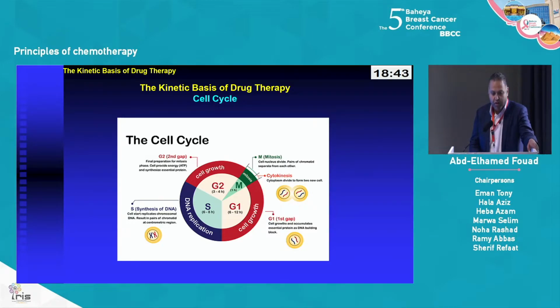This is followed by the G2 phase, which is a final preparation before the M phase or mitosis, where the cell provides energy and synthesizes essential proteins needed for the mitosis phase. And at last, the mitotic phase, where the nucleus divides and the chromatids separate from each other, giving two cells at the end of the cell cycle.